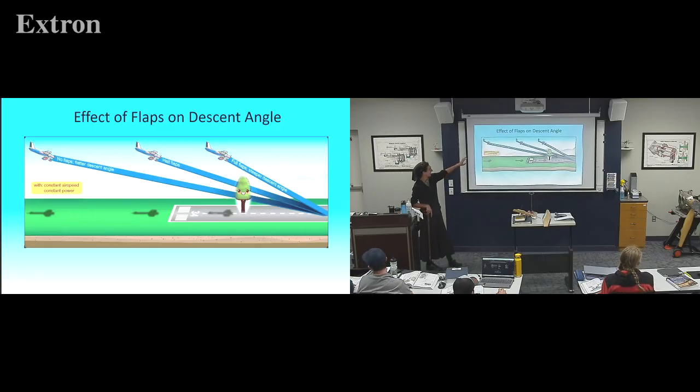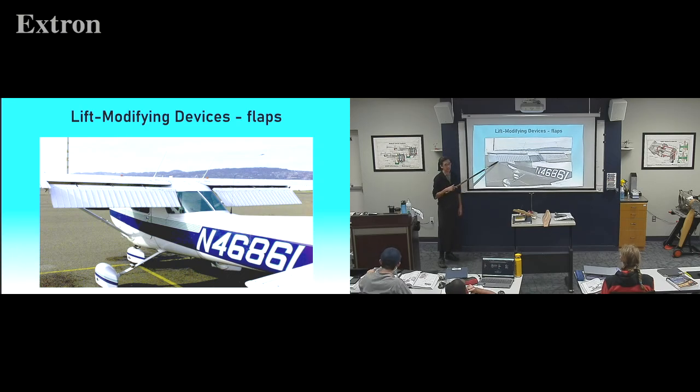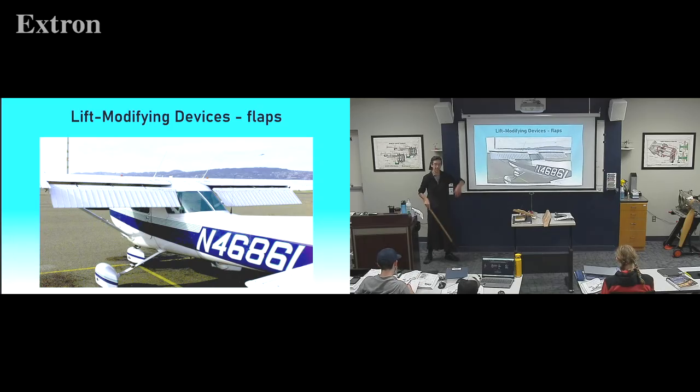So, what happened to camber? Who remembers what camber is? It is the curvature of the wing. So, what is happening to camber of the wing? Increasing or decreasing? Increasing. So when we add flaps, we're increasing the camber, which is then increasing lift capabilities. If lift is increasing, what else is increasing? Drag. So sad.